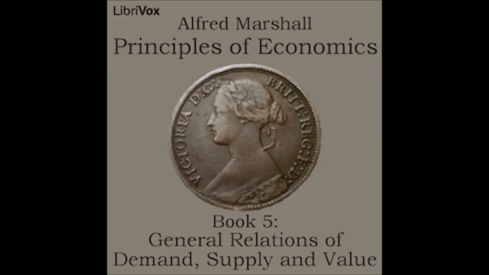Chapter 10. Marginal costs in relation to agricultural values. We now pass from general considerations to those relating to land, and we begin with those specially applicable to agricultural land in an old country.